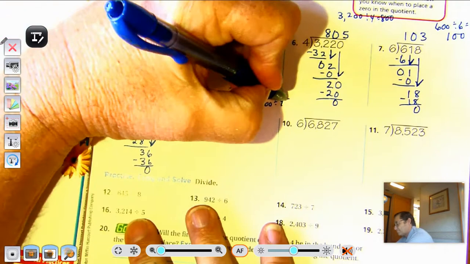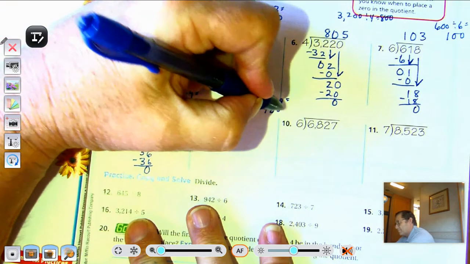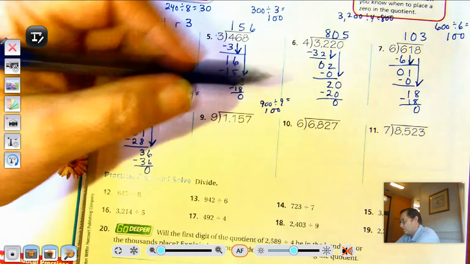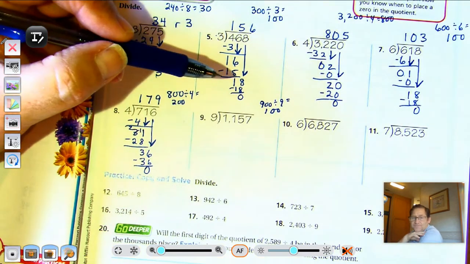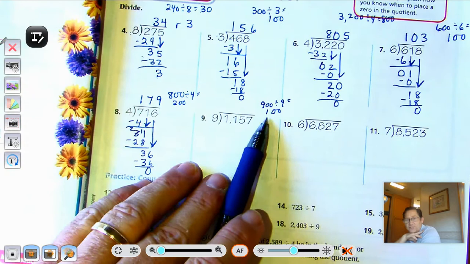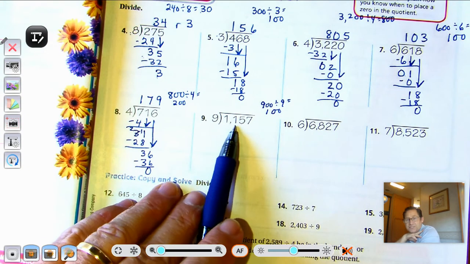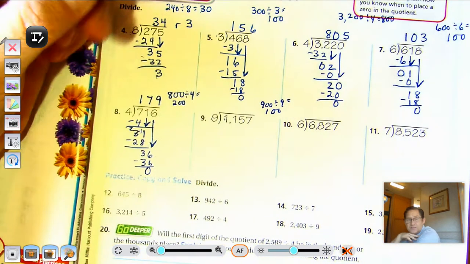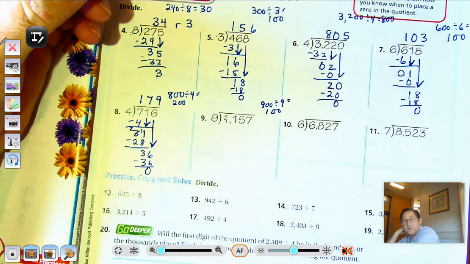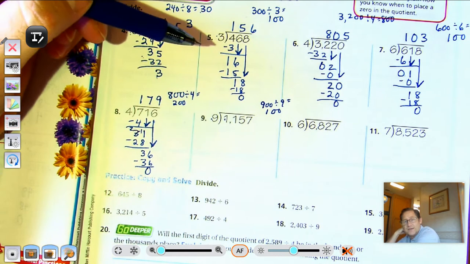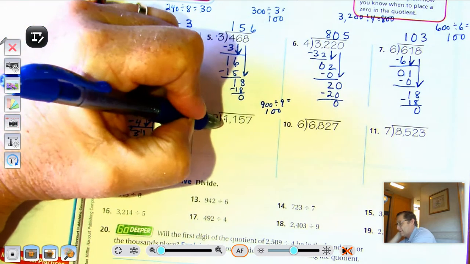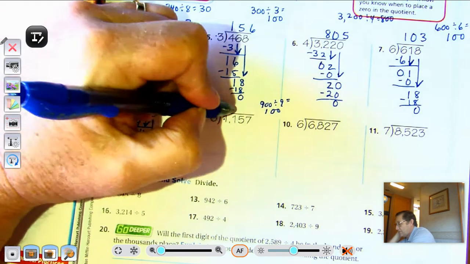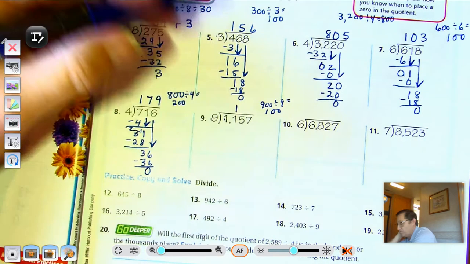All right, so 900 divided by 9 is 100. So we're looking at an answer somewhere around 100. You'll notice that since the answer is 100, my first digit will be in the hundreds place. So I can't share 1,000 with 9 groups. So I'll trade the 1,000 for 10 hundreds. So now we have 11 hundreds. I can share 11 hundreds with 9 groups one time.